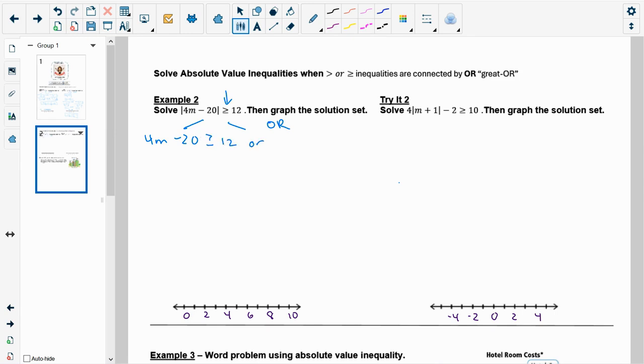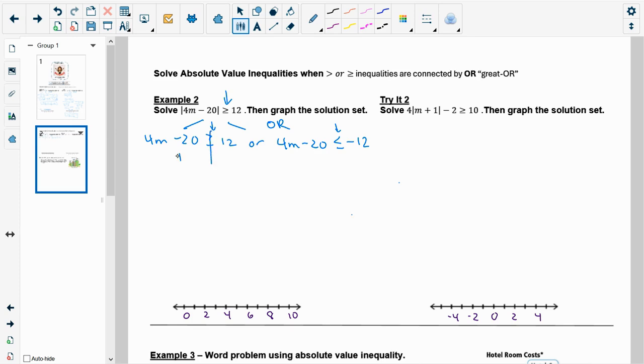Right? I have, and then I have 4m minus 20. I'm going to change the direction of the sign, and that makes that negative 12. Now, notice also with all the absolute value, it's either always going to be greater than or equal to and less than or equal to, or with an or there. So I'm either going to have both when I go to graph it. Both numbers above the numbers either going to be both closed circle or both open circle. It will never be one of each.